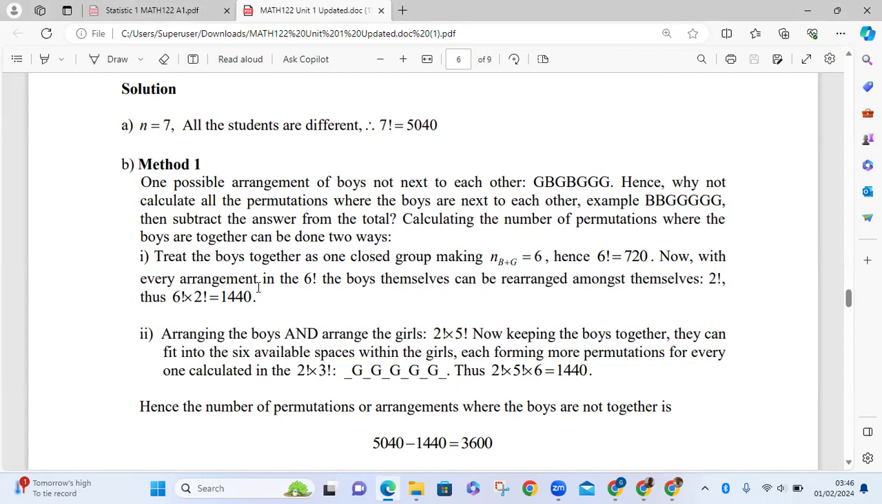Now, with every arrangement of the 6, the 2 boys themselves can be arranged amongst themselves. So whilst you are arranging the 6, at the same time, for each of those, you are arranging the boys together amongst themselves. So this is interpreted as multiplication. So that's 6 factorial times 2 factorial. That's 1,440. That's all the permutations where the boys are together.